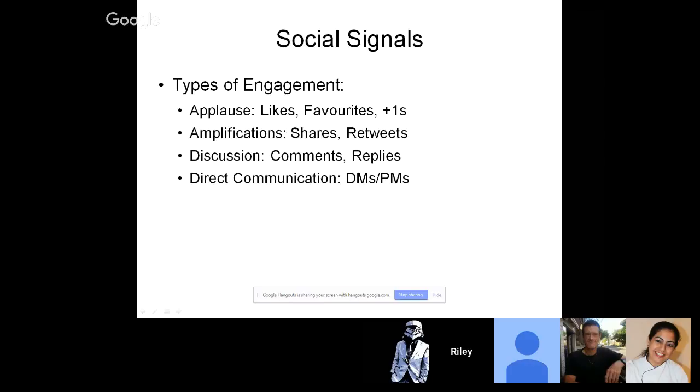So applause is a like on Facebook or on LinkedIn. It is a favorite or a heart symbol on Twitter. It's a +1 on Google+, if people still use Google+. It is the basic level of engagement. It is the bare minimum. And there was a time when Facebook ads first came out that everyone was really, really big into likes on Facebook, for example.